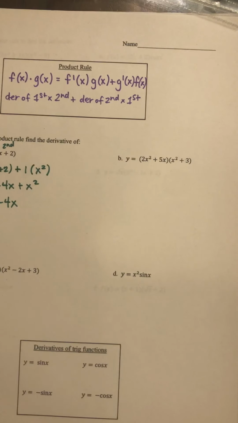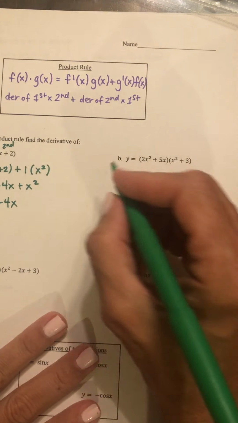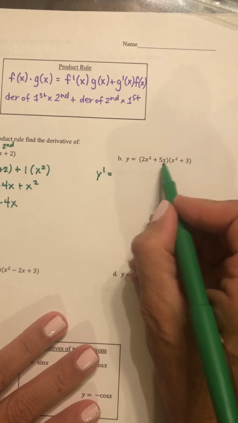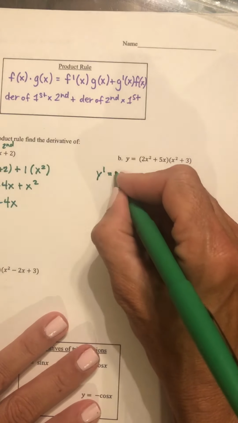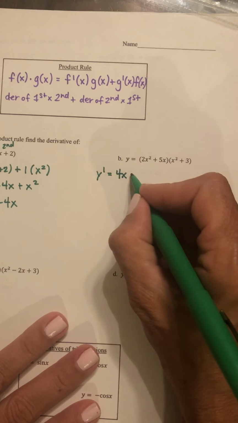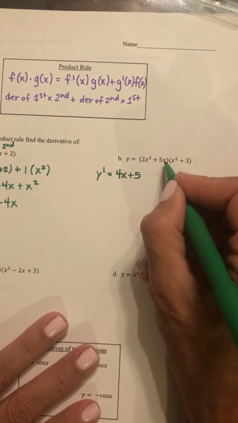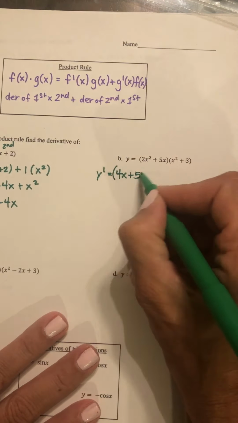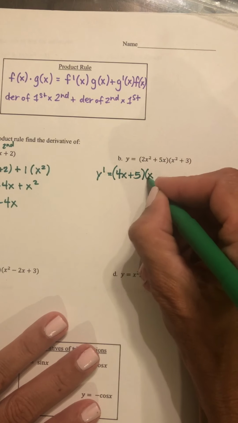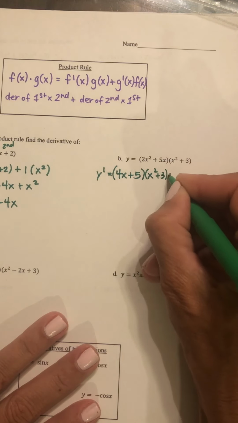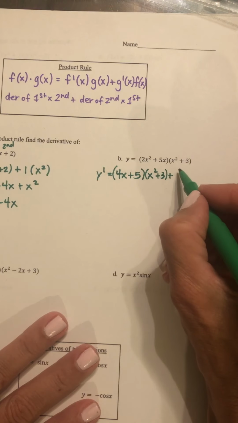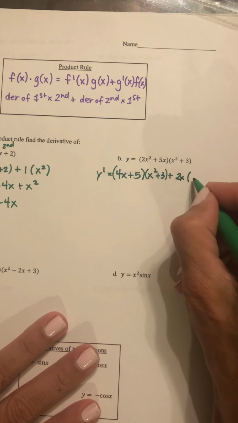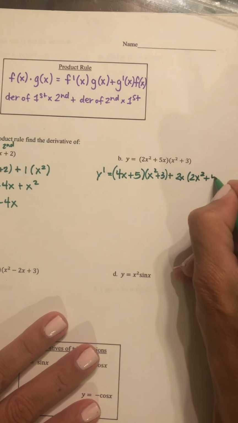All right, we got letter B. Derivative of the first times the second. I'm going to just slide over a little bit. The derivative of the first, that's going to be 4x to the first plus 5. Drop it in front. And then the derivative of 5x is just 5. So derivative of the first times the second plus the derivative of the second, that's going to be 2x times the first, 2x squared plus 5x.